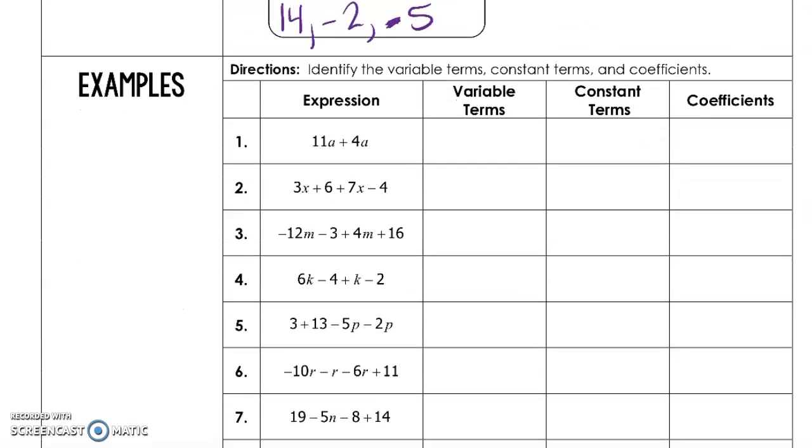If we look at number 2, our variable terms are 3x and 7x. Our constant terms are 6 and negative 4. Since it's a minus 4, we're going to call that negative 4. Your coefficients are 3 and 7.